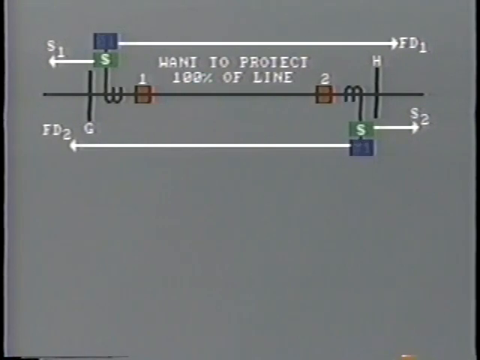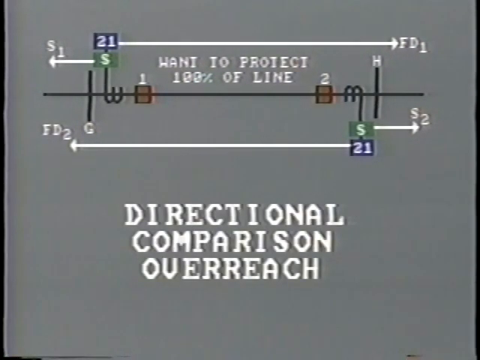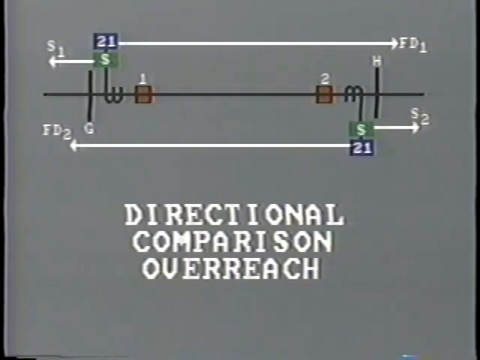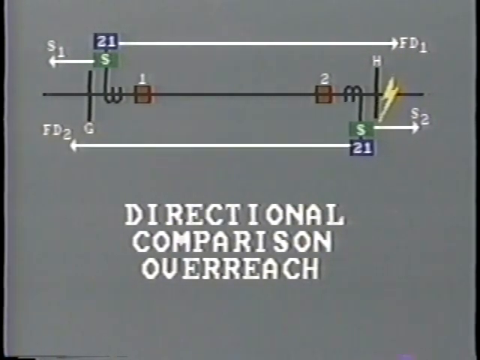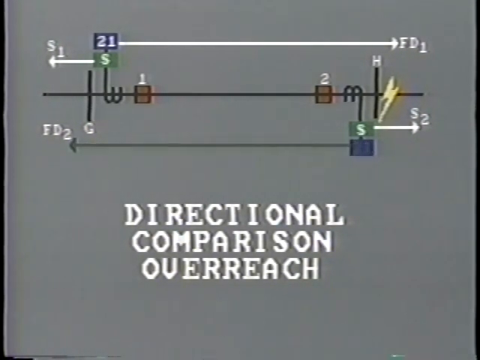Again, directional relays are used at the end of each line, and this system is called the directional comparison overreach. Now, suppose we had an external fault to the right of bus H, but quite close in. The fault detector at station G would register this fault and attempt to open breaker number 1. At the other end of the line, fault detector 2 at station H does not see the fault because it's looking into the line. So it makes no attempt to trip breaker 2.